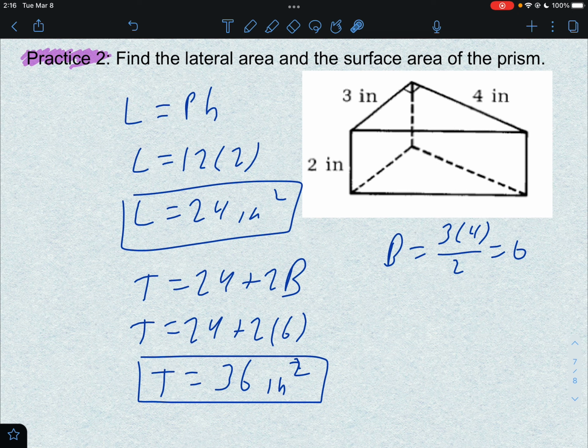When you did Pythagorean Theorem for this one, you should have got that this side was 5. So the perimeter was 3 plus 4 plus 5, which is 12. And the height of the figure would be 2.